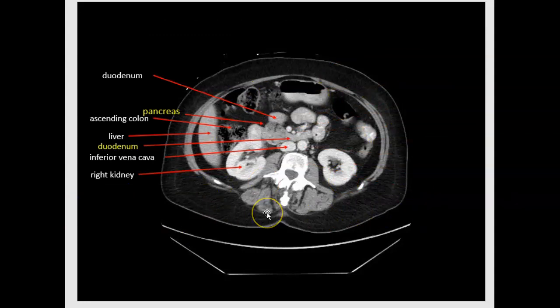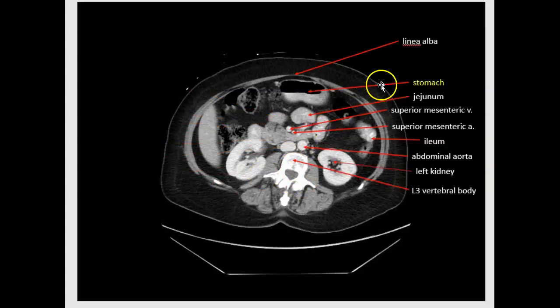So we're going to talk about the right side here. We have the duodenum, we have the liver, we have the ascending colon, we have a little bit of the pancreas, the duodenum, the right kidney, the inferior vena cava. And these are some of the things that you could see. Again, the vertebral body is going to be probably one of the easiest things to identify. So let's look on the left side.